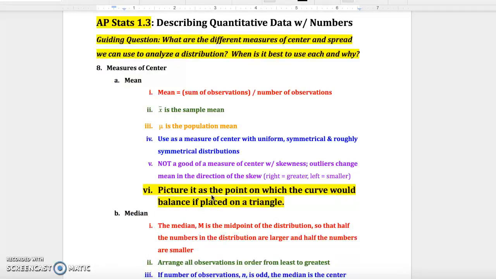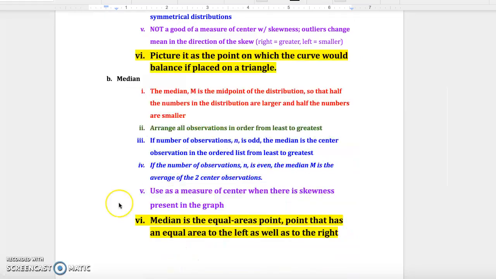One key thing to picture with the mean is that it's the point on which the curve would balance if it was placed on a triangle. So if you have an outlier much bigger, it's pulling that balance point to the right, making the mean much bigger. So one outlier can have a big effect on the mean.